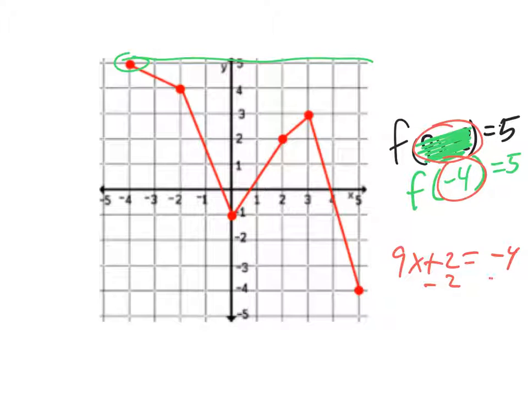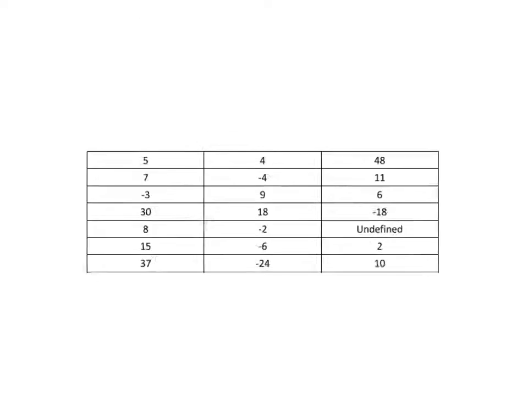So now I'm going to subtract 2 from both sides. 9x equals -6. Divide by 9, divide by 9. And 6/9 is the same as 2/3. Final answer, -2/3. Raise your hand if you had it right. Okay, can't stop this. You guys are unstoppable.